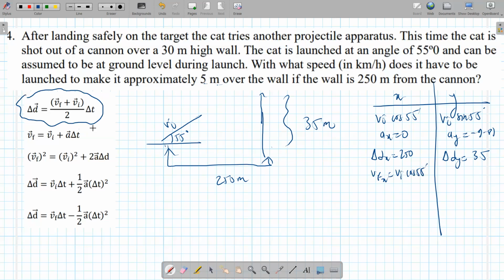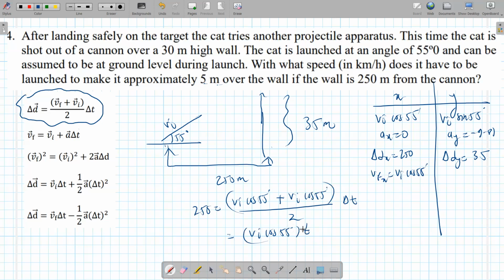So delta dx, 250, equals VF, which is VI cosine 55, plus VI, which is the exact same thing, VI cosine 55, divided by 2 times delta t. Now this becomes 2 VI cosine 55, so that 2 is going to cancel out this 2. So you get VI times cosine 55 times t is 250.